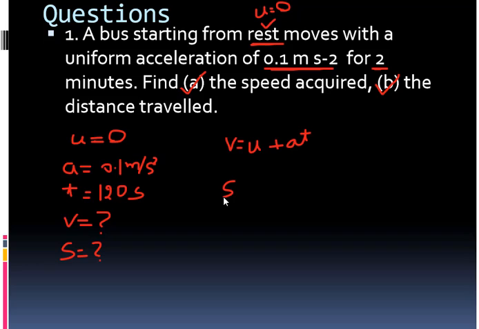And the second one is s is equal to ut plus 1 by 2 at square. So here u is 0, time is 120, half a is 0.1, and again time is 120, it's squared. You put these values here and you'll get the answer. I hope now you can solve these questions on your own. I have already described how to solve this question. Now let us go to question number 2.